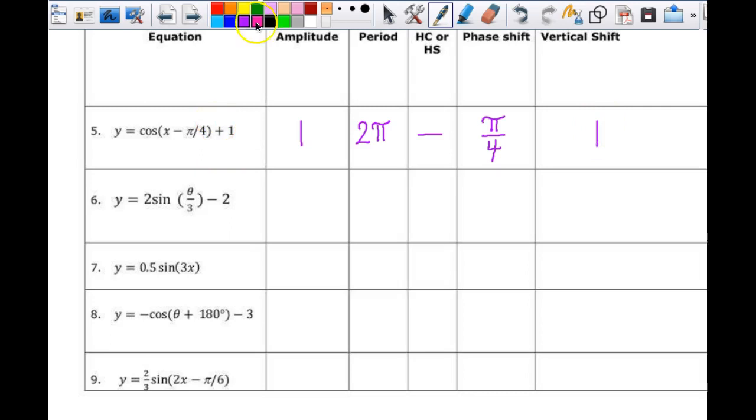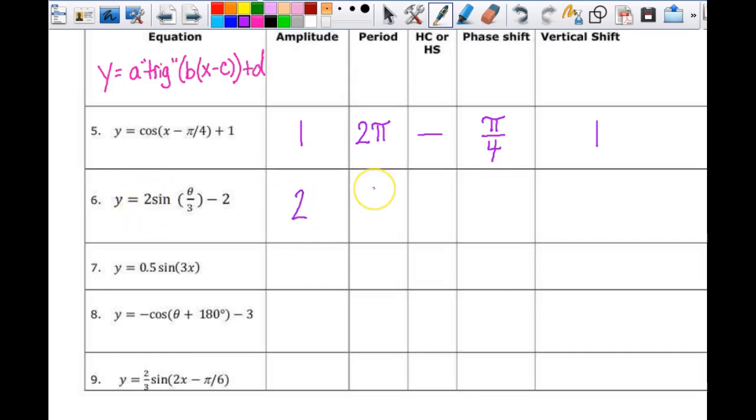And in general here, I have y equals a times the trig, whatever it is, sine, cosine, or tangent, of b times x minus c, plus d. Okay, so there's your a, b, and c in there. All right, so my amplitude here, my a is 2.